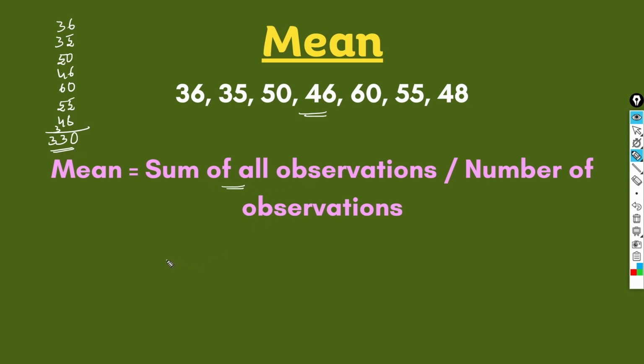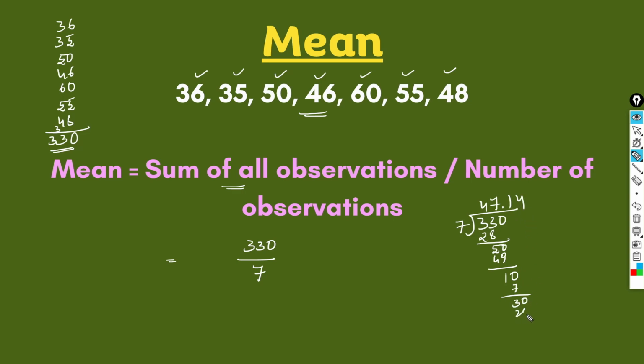So sum of all observations is 330. Divided by number of observations, 1, 2, 3, 4, 5, 6, 7. That is 330 by 7. If you divide 330 with 7, what do you get? 7 4s 28, 5 0, 7 7s 49. Remainder 1. Now we'll put one decimal point, add 0. 7 1s 7, 3 0, 7 4s 28. So the mean value we got is 47.14. That means the average of all these observations is 47.14. So mean is the sum of all observations divided by number of observations.